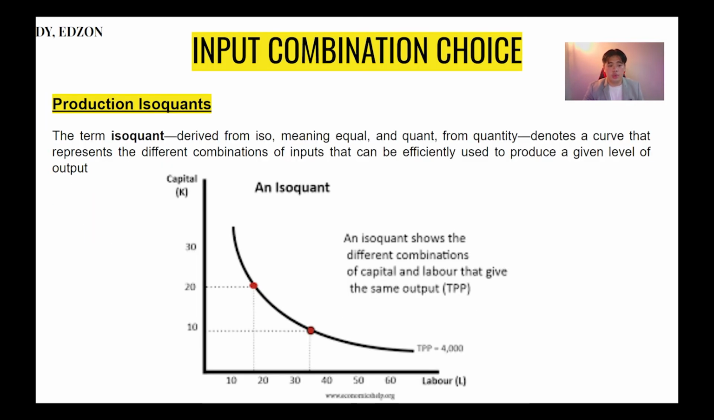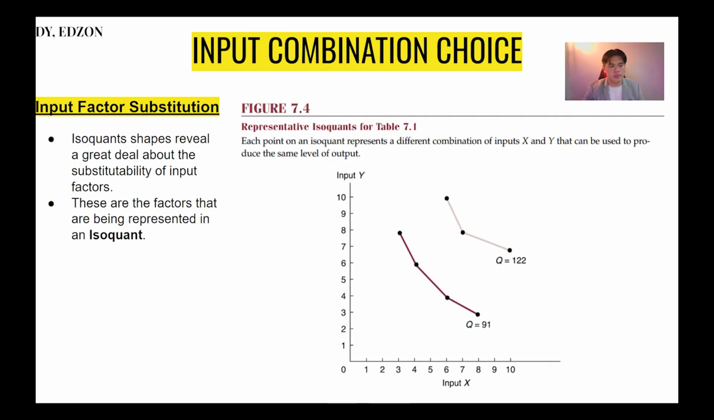The term isoquant is derived from iso meaning equal and quant from quantity. An isoquant shows the different combinations of capital and labor that give the same output. For input factor substitution, isoquant shapes reveal a great deal about the substitutability of input factors, as you can see in the table.